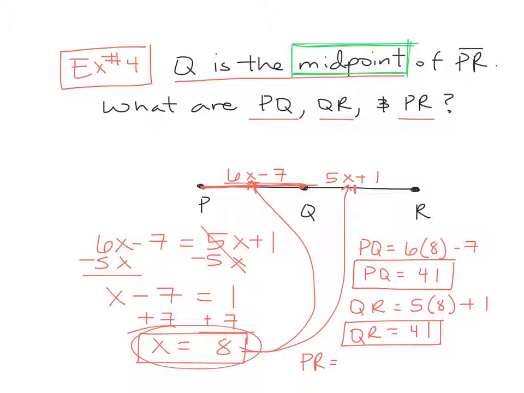Okay, so then what is PR? If this is 41 and this is 41, what is the whole thing? 82. 41 times 2, or 41 plus 41, which is 82. You have to say what PR is. Yeah, so you'll add them together. This one plus that one equals the whole thing. Okay? Any questions on that?